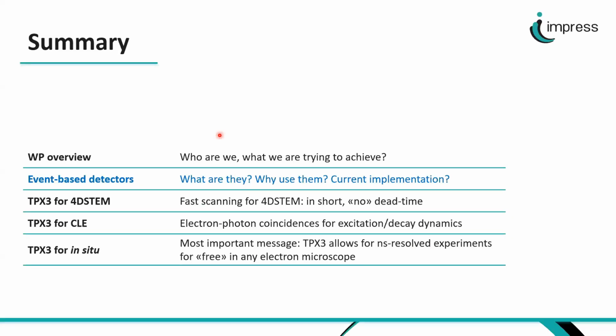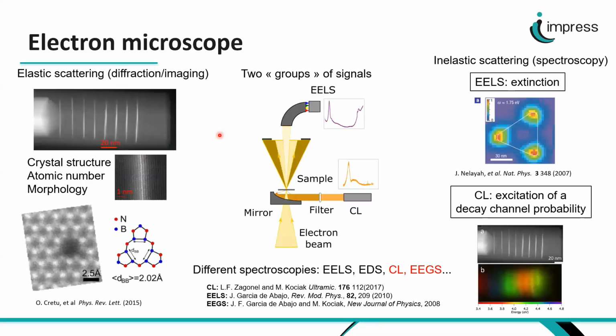All right, so first I'll start with what event-based detectors are, why we are using them, and the current implementation that we are using within INPRESS. First of all, a quick word on electron microscopy. I don't know the background of everybody in the audience, but basically in a STEM, a scanning transmission electron microscope, we have some electron optics and an electron source that allows us to generate an atomic-size electron probe that we can scan on a sample. Then we can collect different signatures. The electron scatters. If we consider elastic scattering, that is linked to electron diffraction and some types of electron imaging, and we can generate images such as this one I'm showing on the left.